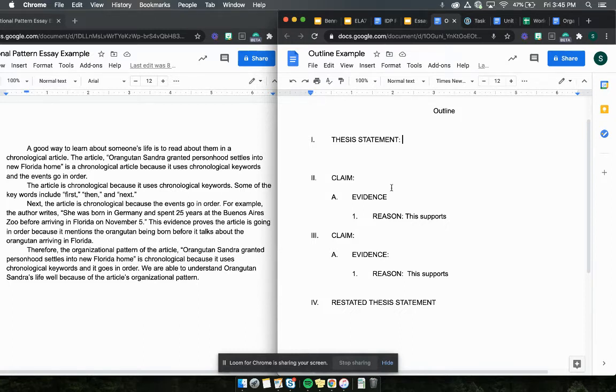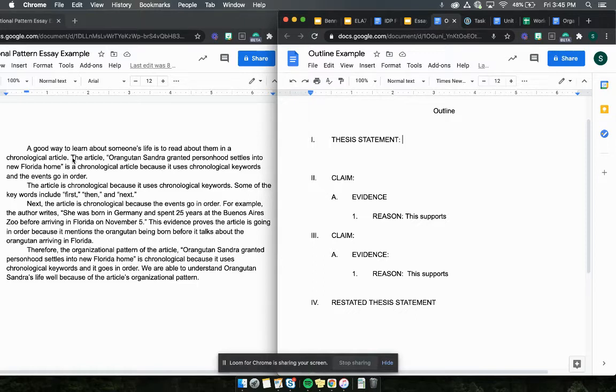Okay, it is going to ask you to find your thesis statement, claim, evidence, reason, and your restated thesis statement. So I'm just going to start here at the top with my thesis statement. Remember, a thesis statement is the sentence in your essay that answers the prompt. This is where you have told the reader what the organizational pattern of the article is.